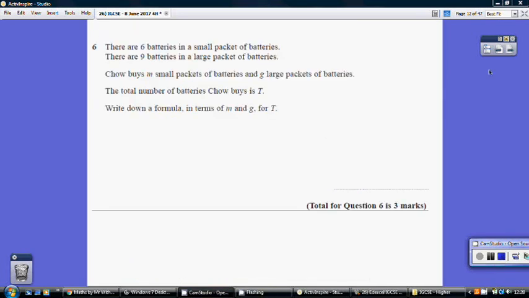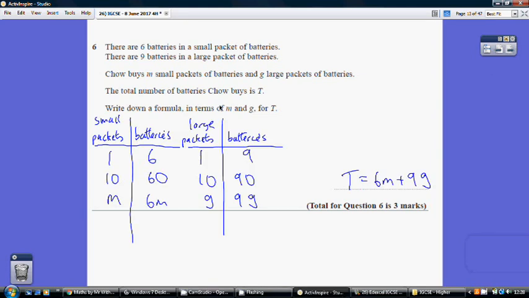Question 6. So we're told there are 6 batteries in a small packet of batteries. So let's just think about this for a bit. If we've got one small packet, we would have 6 batteries. Say we had 10 small packets with 6 batteries per packet, we would have 60 batteries. So how are we converting from the number of small packets to the number of batteries? We're multiplying by 6. Now we're told we've got m packets of batteries, so how many batteries will that be in m small packets? Well, we need to multiply by 6, so that's 6m.